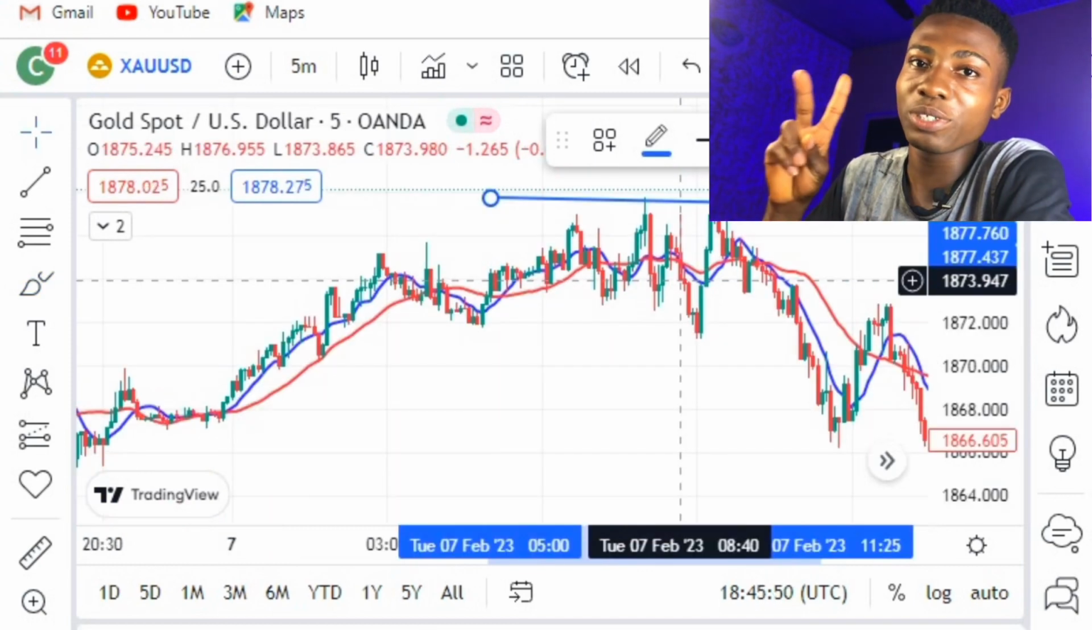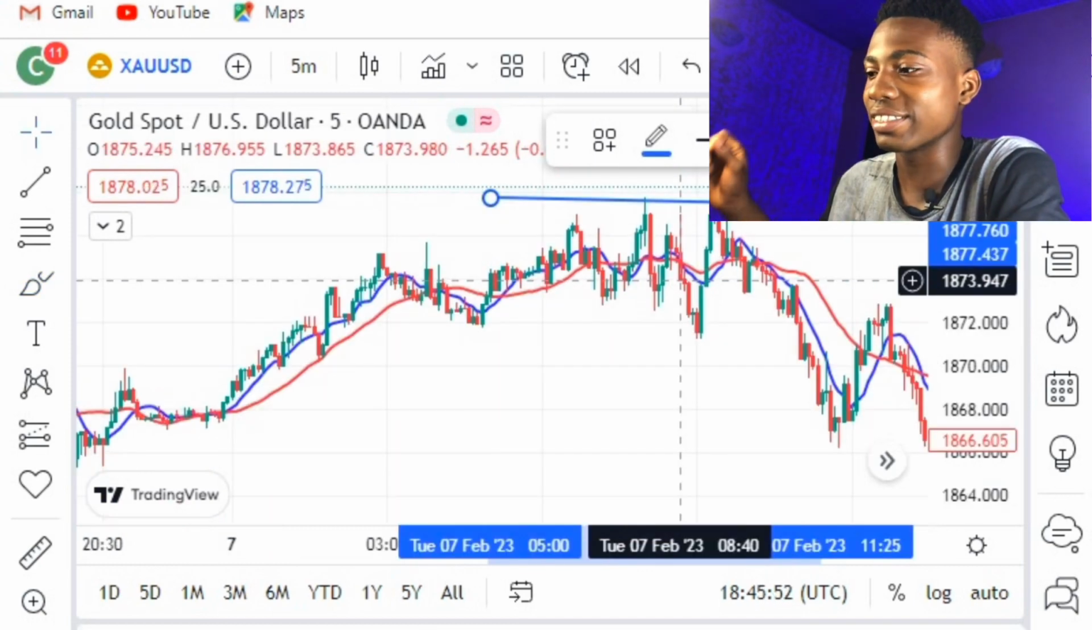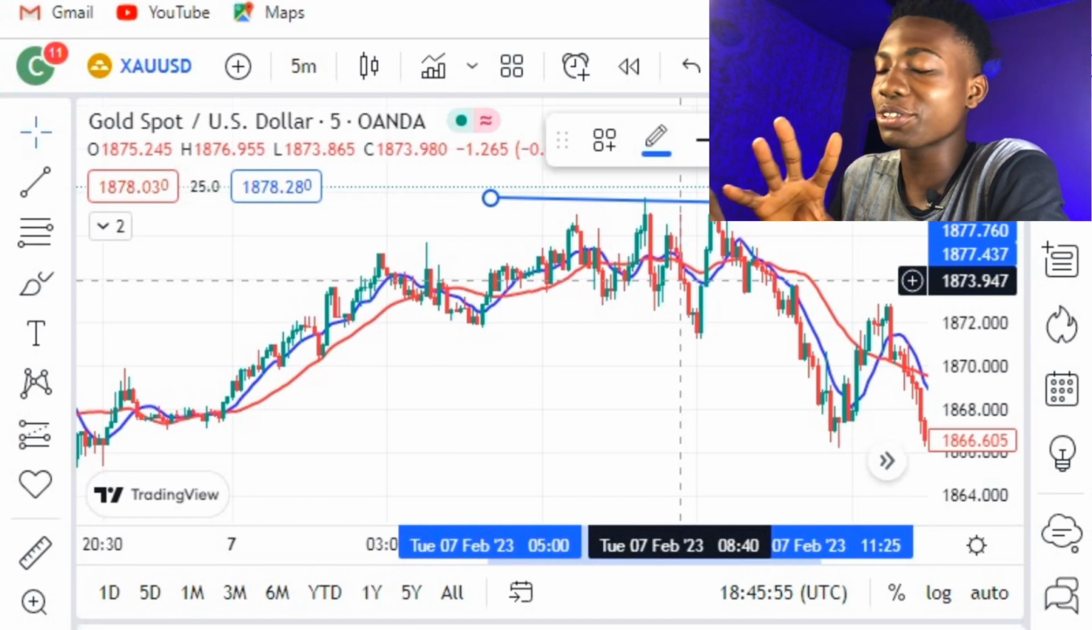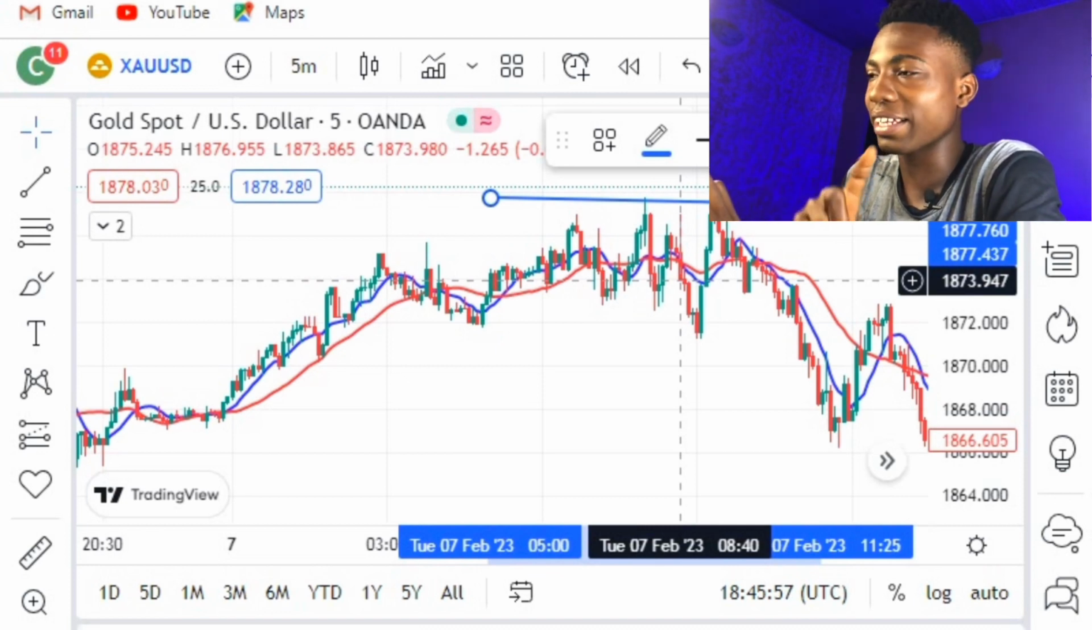Now I'm going to show you guys two ways that you can actually find support and resistance. I'm going to show you the manual way, and I'm going to show you a very good way that you can actually find it.